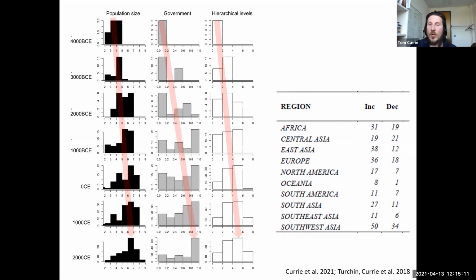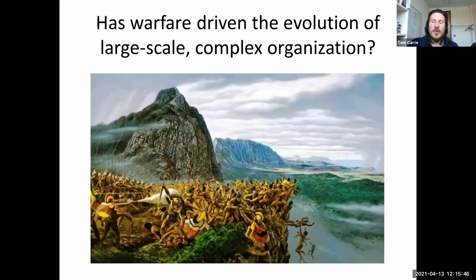Another test we can do is this: even in a driven evolutionary process, we'd expect to see more increases in complexity than decreases. When we look in different regions of the world, the overall pattern is that in the vast majority of regions, there have been more transitions to more complex societies than reductions in societal complexity. So there seems to be evidence here for a driven evolutionary process.